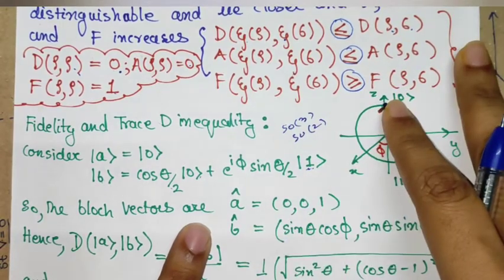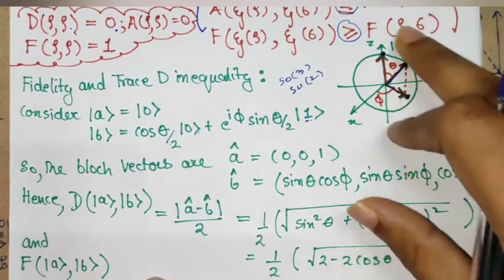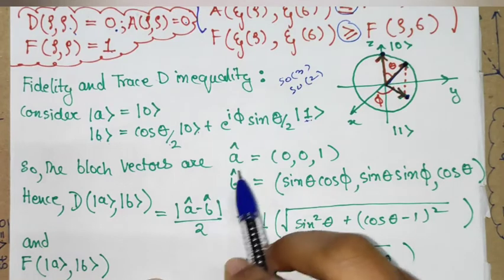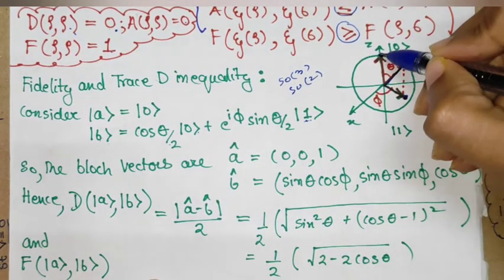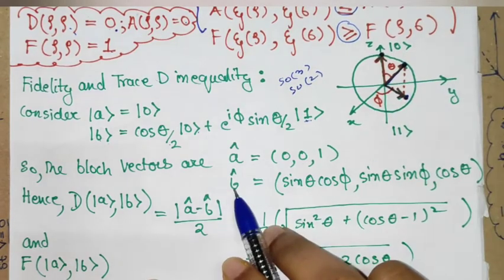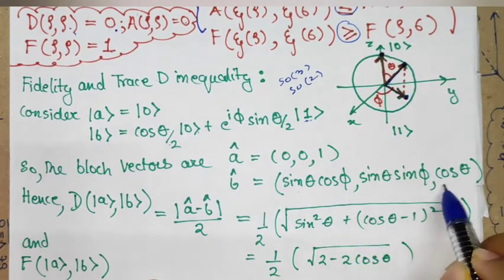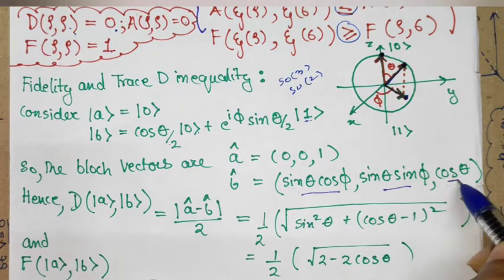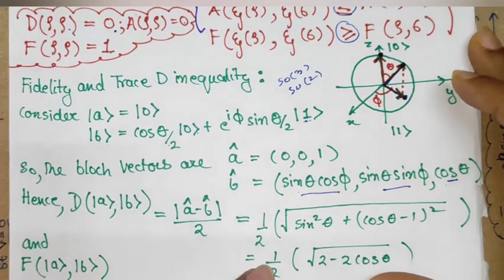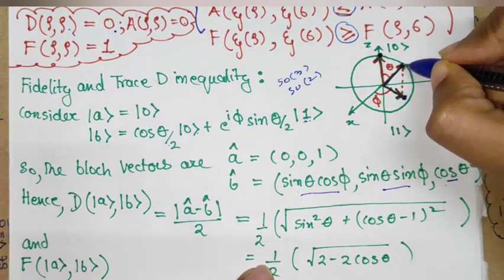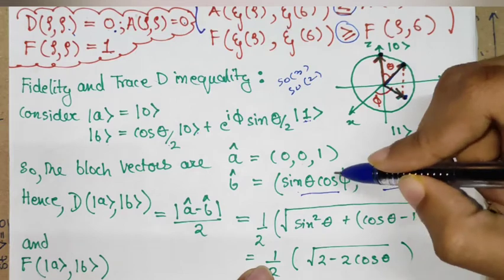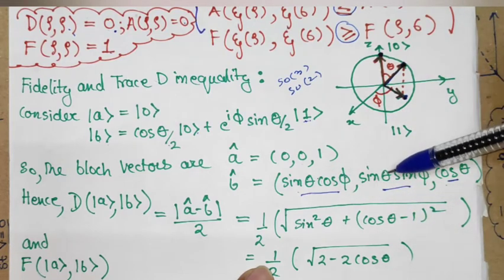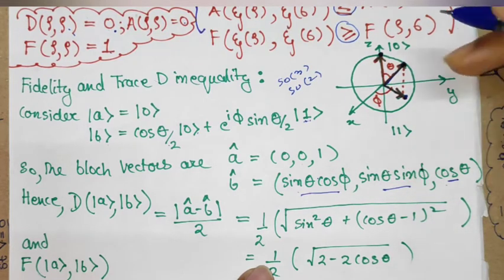Okay, so after we have classified this entire thing, our Bloch vectors are 0, 0, 1, which is this point here, and the other point is this point. This particular thing we can recognize as just the actual point here. The point here will be what? It will have a z component of cos theta, and x and y components of sin theta cos phi and sin theta sin phi.